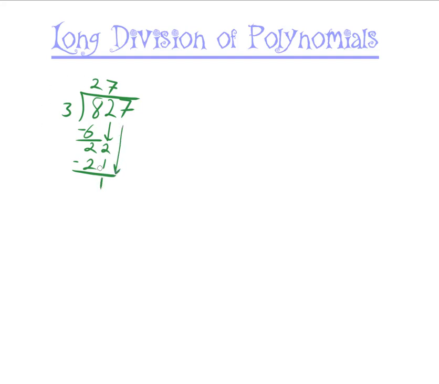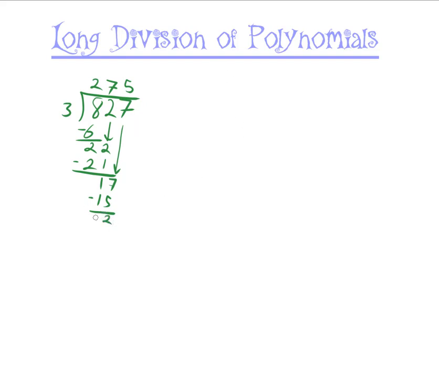You'll probably remember this process that you did, where you divide, then you multiply, and then you subtract, and you do this over and over, and then you bring down, basically until you get to the end. Here I'm going to bring down my 7. 3 goes into 17 5 times. 5 times 3 is 15. I subtract, and I get 2, and 2 is my remainder.